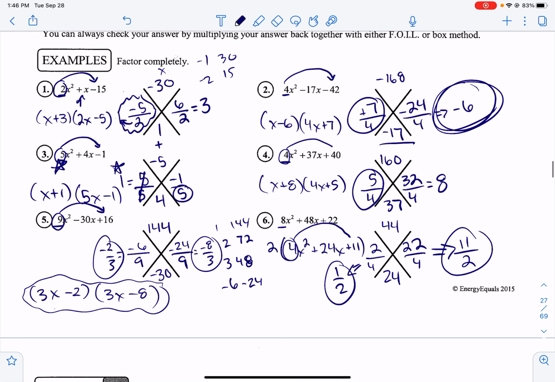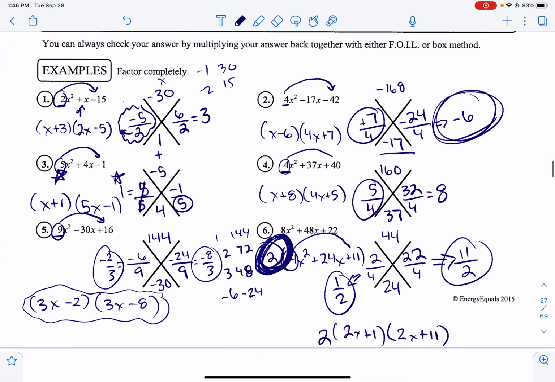So my answer is going to be 2x plus 1. That's from the left. And 2x plus 11. That's from the right. But don't forget this 2 that we factored out at the very beginning. That goes in the very, very front. You're going to have a 2 in the front. So 2 times 2x plus 1 times 2x plus 11.